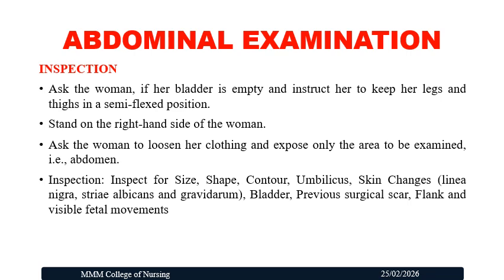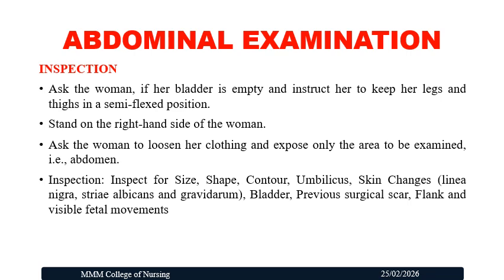Stria albicans, which is nothing but silvery stretch marks, can be elicited after the delivery. Then bladder, already it is emptied. Previous surgical scar: if a mother is a gravida mother and has undergone cesarean section in the previous pregnancy, you can elicit a surgical scar in the lower abdomen. Apart from this cesarean scar, any other surgical procedure she has undergone in the abdomen should also be mentioned here. Then flank, it will be full towards the labor.